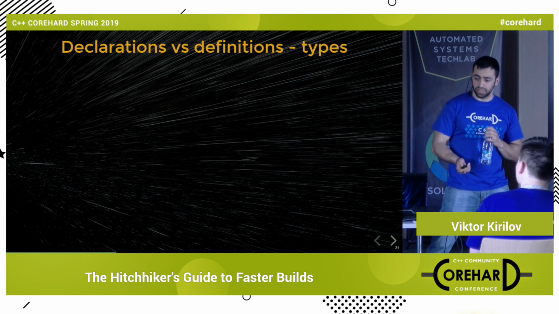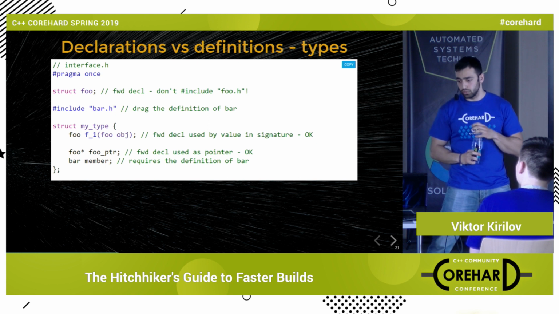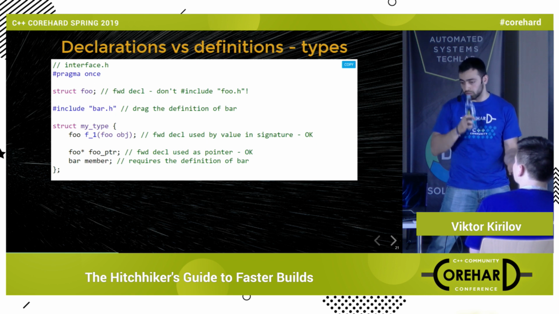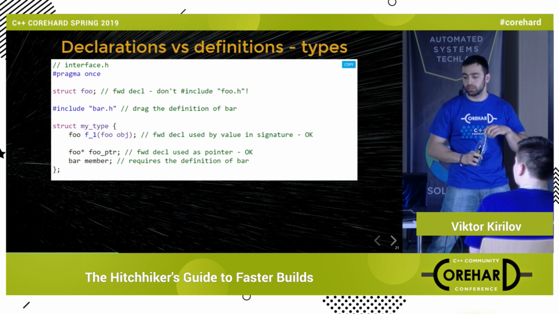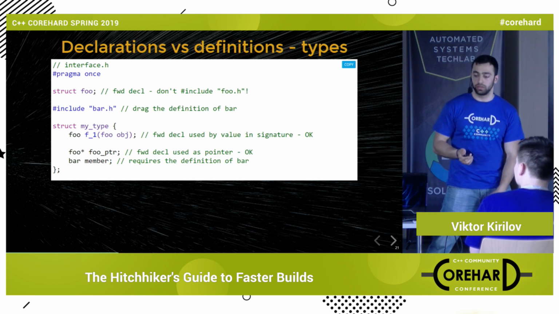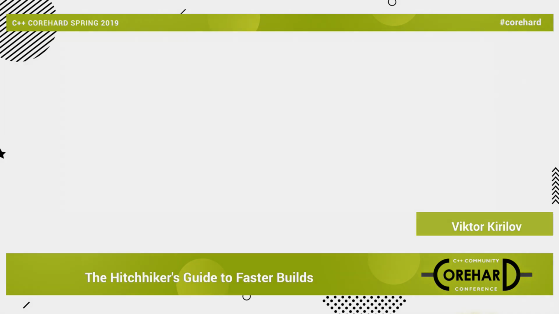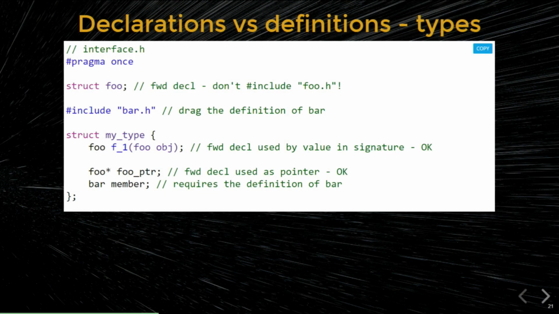So for types, the situation is the following. You usually know that you could get away with a simple declaration if you're using a type by reference or by pointer. But one thing which isn't commonly known is that in this case, look at the F1 method. There we use the foo type by value, both in the return type and as an argument to the function, but still we can get away with a simple forward declaration of that type, even though it's used by value for the forward declaration.